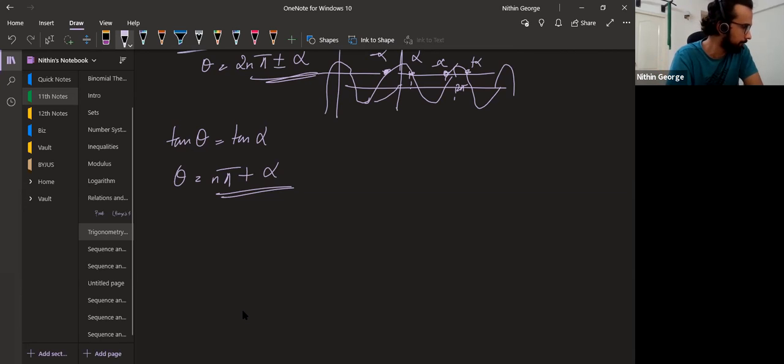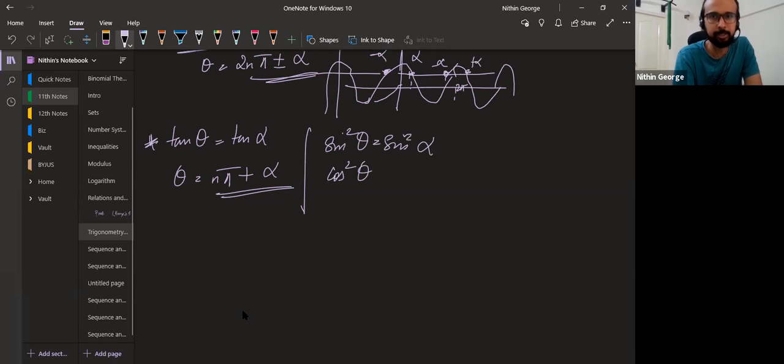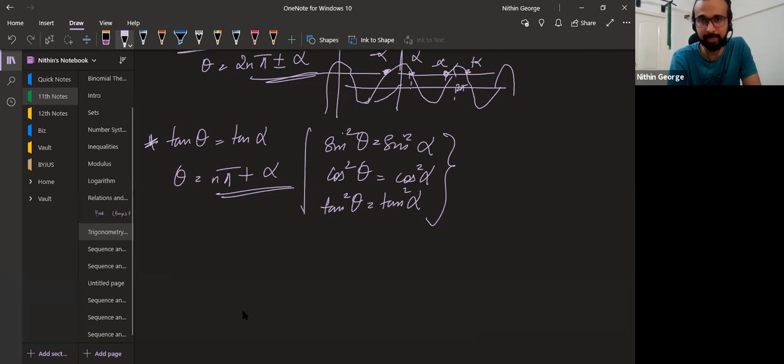All right. Now, just remember all this. What else do I want you to remember? Once you're done remembering till here, let's move on to the next set. Sine square theta equal to sine square alpha. Cos square theta equal to cos square alpha. Tan square theta equal to tan square alpha. If you get any of these, you can directly write theta equal to n pi plus or minus alpha. Remember this, please.